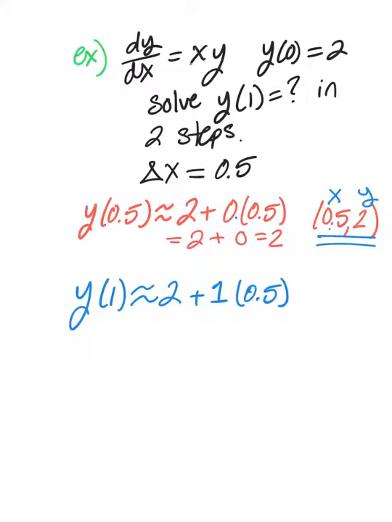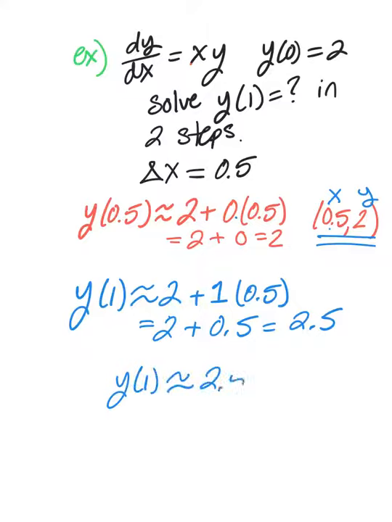So what do I have here? This ends up becoming 2 plus 0.5, which is 2.5. So my answer is saying, okay, at 1, my y is approximately 2.5. And there you go. Your homework. You're just doing the same type of step over and over and over again.